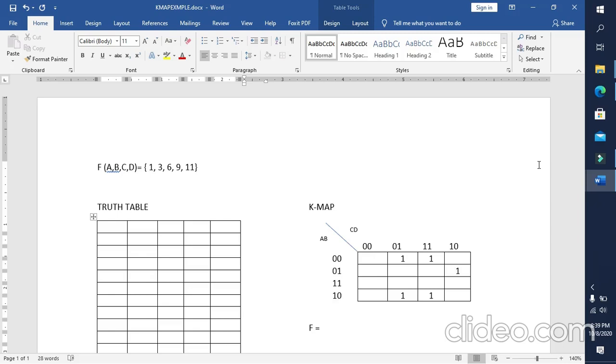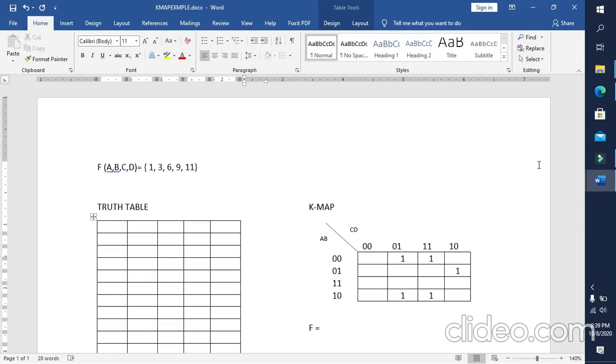So let us start with the function. For the function, the variables are A, B, C, and D. For your outputs, you will have 1, 3, 6, 9, and 11. Okay, so we have four input variables. So these variables are A, B, C, and D.